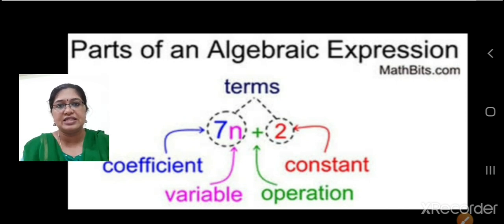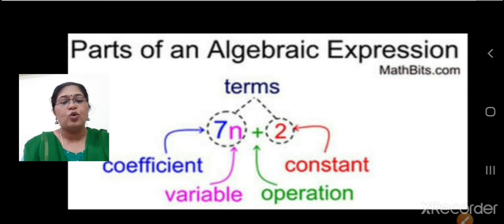It never changes. But for variables, the value changes. We give values to the variables, and according to that the values will change. These variables are denoted by English alphabets: a, b, c, d, any English alphabet can represent a variable. Constant means the value doesn't change. Variable means the value varies, changes.